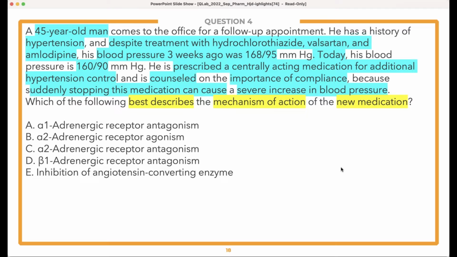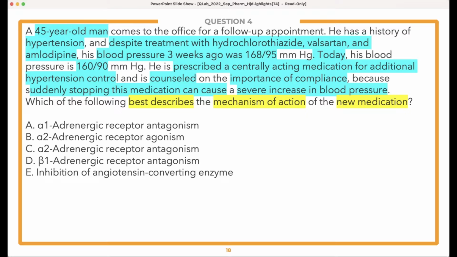And once again, we will start at the bottom and work our way up to the top. E, inhibition of angiotensin converting enzyme. D, beta-1 adrenergic receptor antagonism. C, alpha-2 adrenergic receptor antagonism. B, alpha-2 adrenergic receptor agonism. And A, alpha-1 adrenergic receptor antagonism.